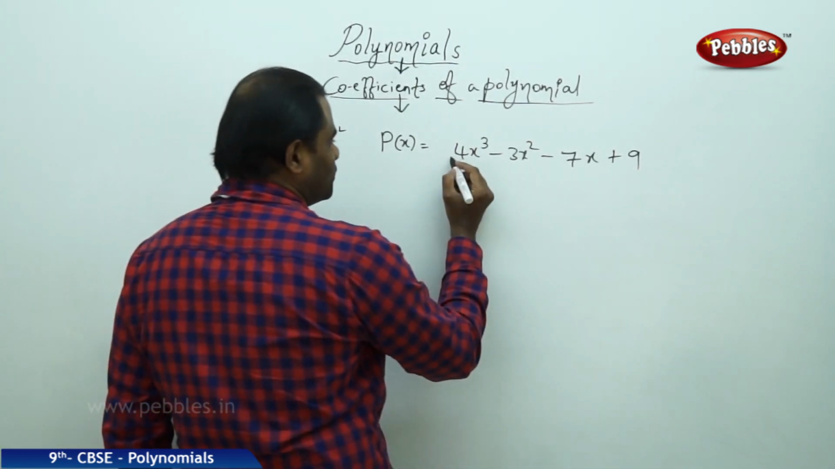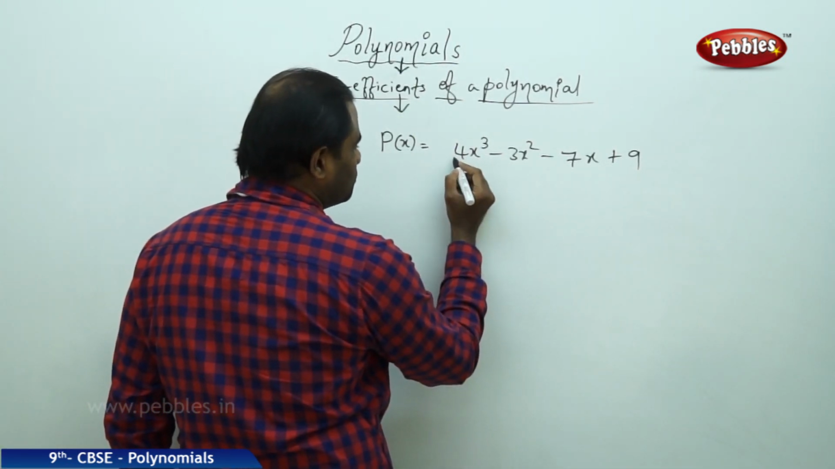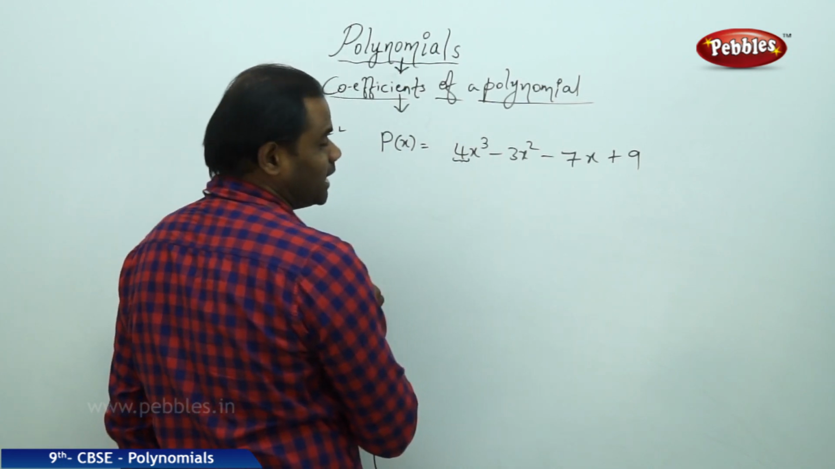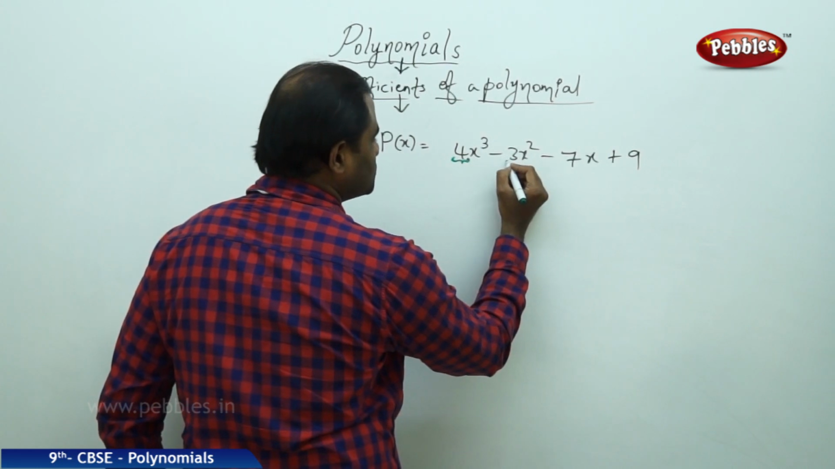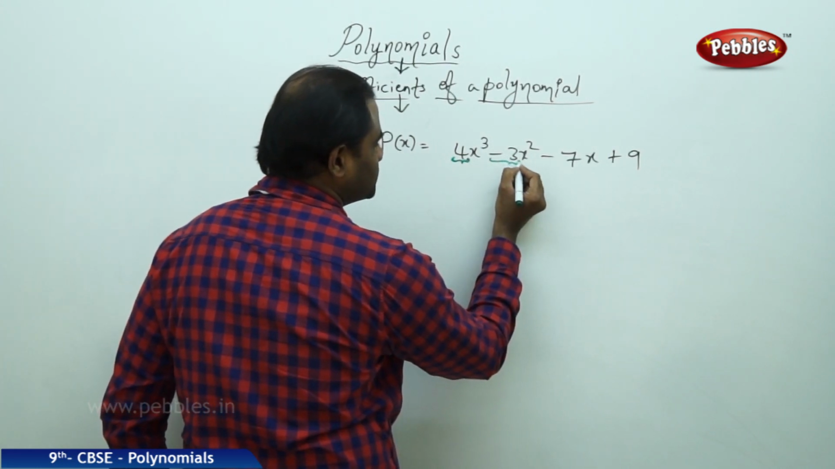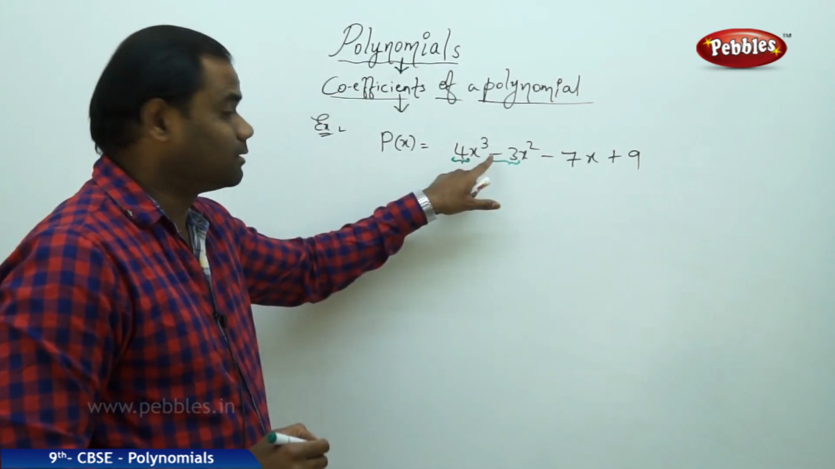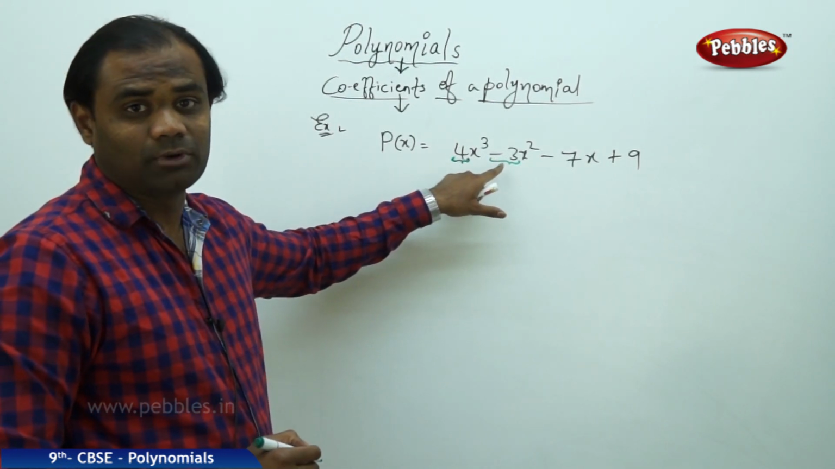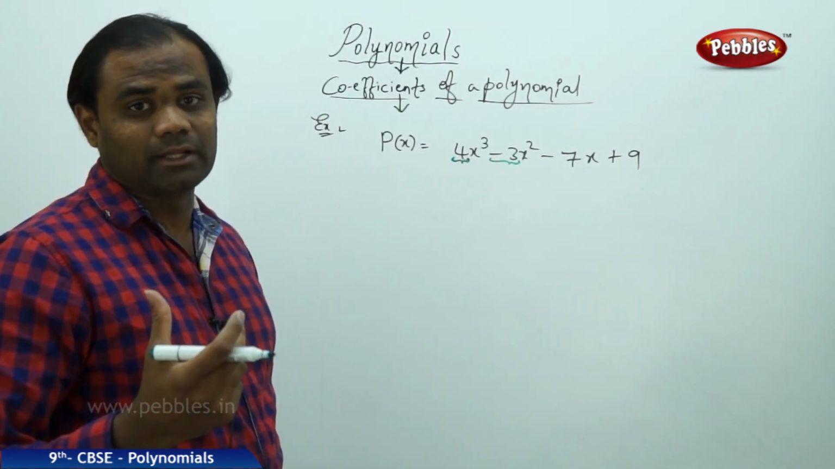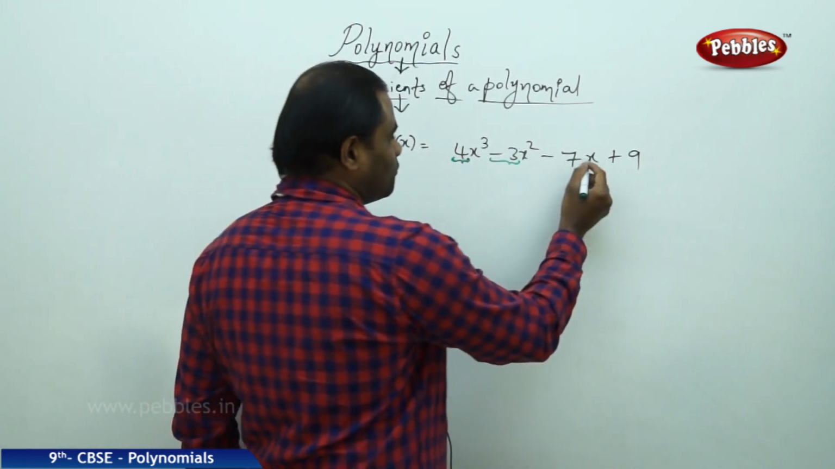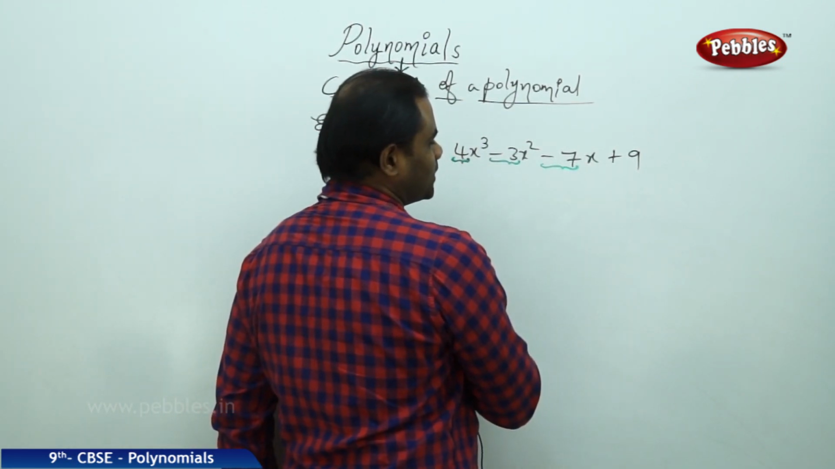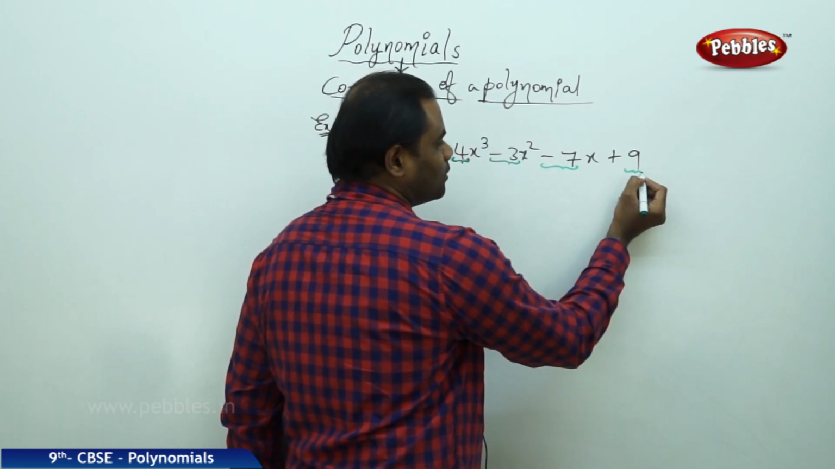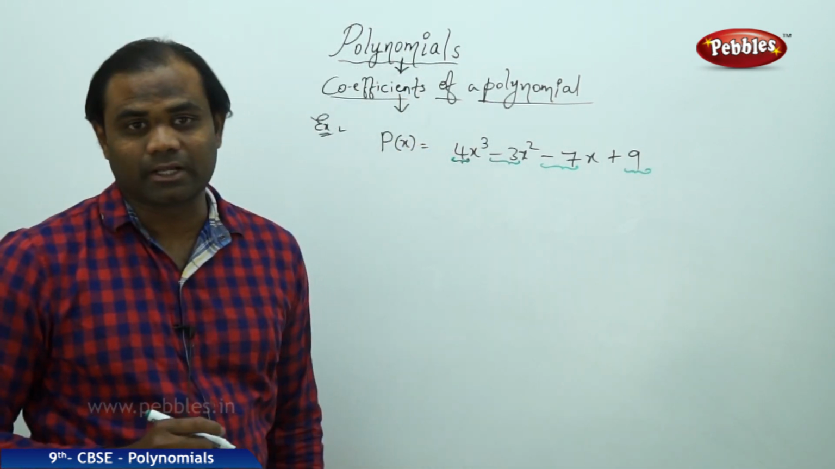Here I identify the coefficients to be, for x cubed I have a constant 4 which is attached, and for x squared I have the constant attached which is negative 3. Even the sign is taken into account. It's important that we take even the negative sign into account. For the coefficient of x, the constant attached to x is minus 7 and the constant independent separately is 9.